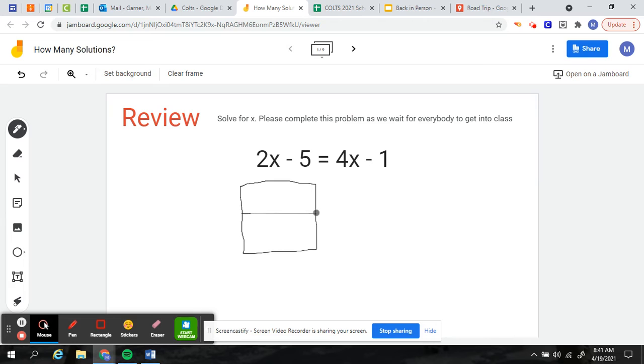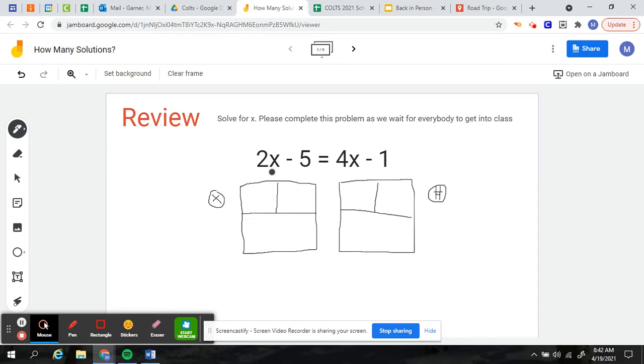You're going to draw a big box, cut it in half, cut the top in half again, and then do the same thing on the other side of your equal sign. So draw a big box, cut it in half again. Remember that your x's are going to go on your left-hand side. Your numbers are going to go on your right-hand side.